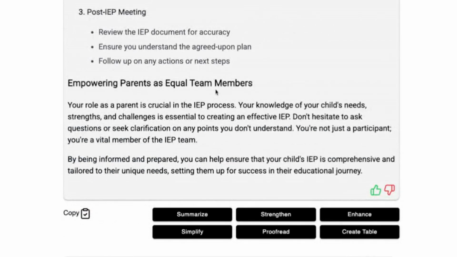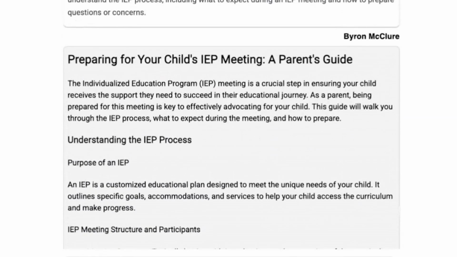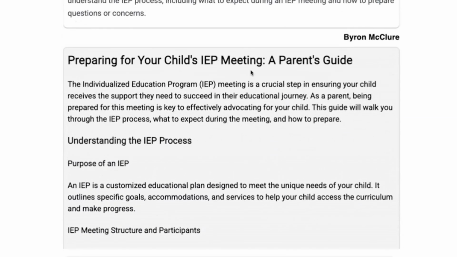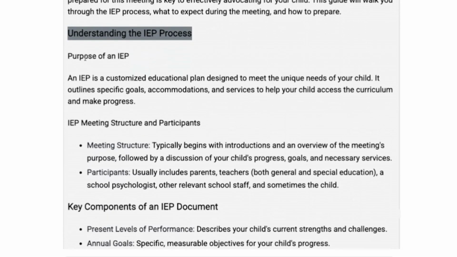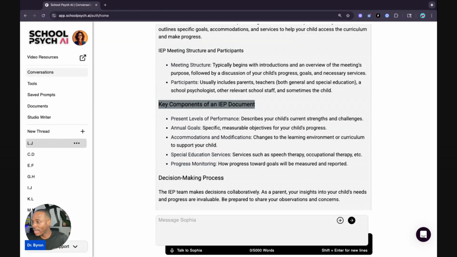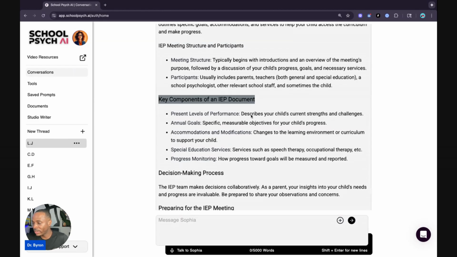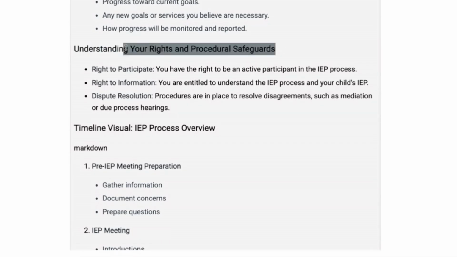That's actually really good. And then you can even turn this into a PDF and share with your parents. So preparing for your child's IEP meeting, a parent's guide. The IEP meeting is a crucial step. All right, get some background information, understanding the IEP process goes, this is actually really good. It gives the purpose of the IEP meeting structure, participants, key components. Then you can go back and forth. You can add, you can tailor it, customize it to fit your specific needs. This is actually really good. And understanding your rights and procedural safeguards are the most important parts.